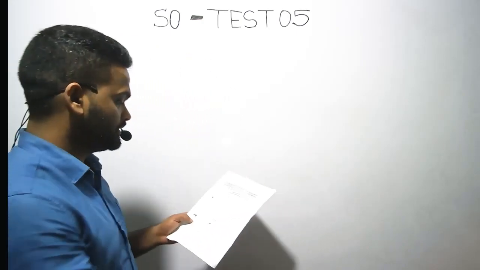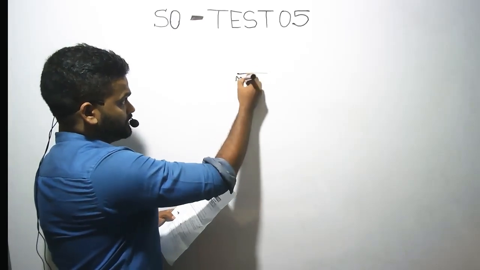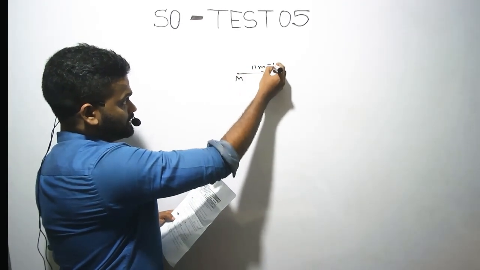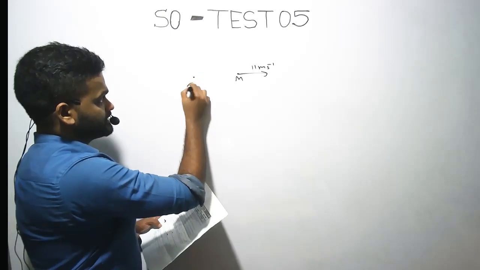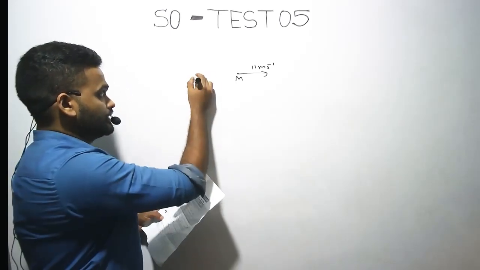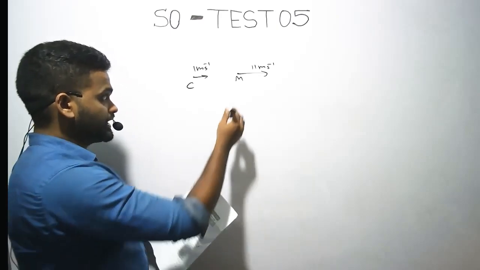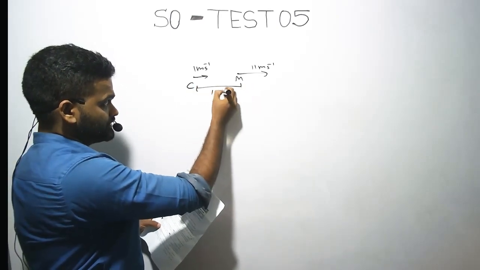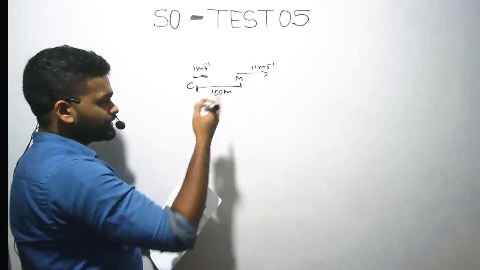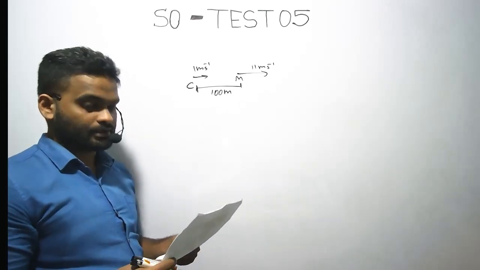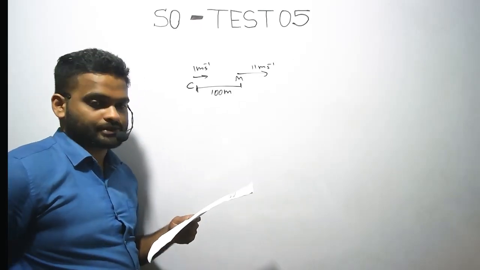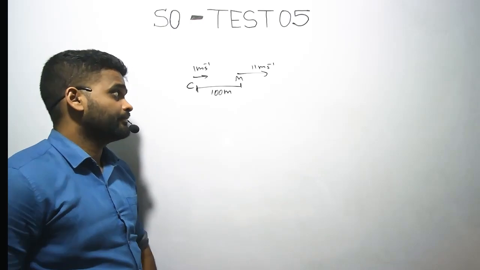Okay, fifth question. A cycle is traveling at 1 meter per second ahead of a motorbike traveling at 11 meters per second. So this is the motorbike, and this is the cycle, with 1 meter per second. And their gap, they say, is 100 meters. You can use normal equations as well without relative motion, but this is very easy.